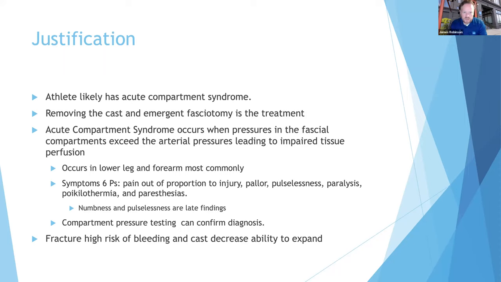So acute compartment syndrome occurs when pressures in the fascial compartments exceed the arterial pressures, leading to impaired tissue perfusion. It most commonly occurs in the lower leg and the forearm. And the symptoms are the six P's: pain out of proportion to injury, pallor, pulselessness, paralysis, poikilothermia or coldness, and paresthesia. The big thing is numbness and pulselessness are almost always late findings.